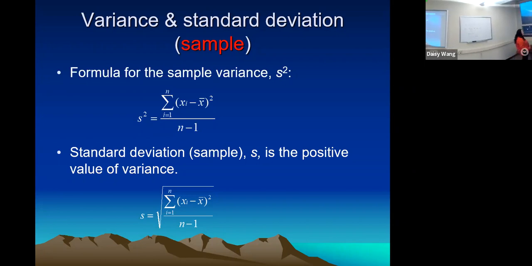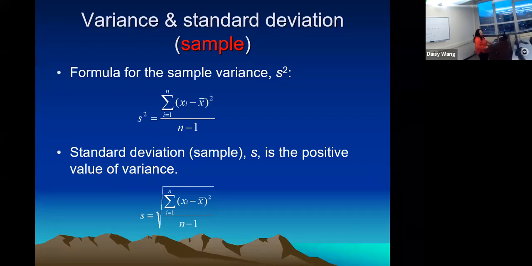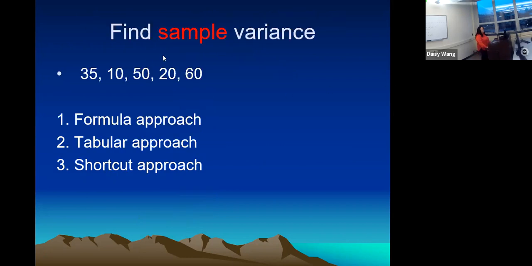So to calculate the variance, we use the data minus the sample average x bar, and then take the square, and then add up all the squares. After we add it up, divide by n minus 1, the total number minus 1. Okay, and then the standard deviation is just the square root of that.